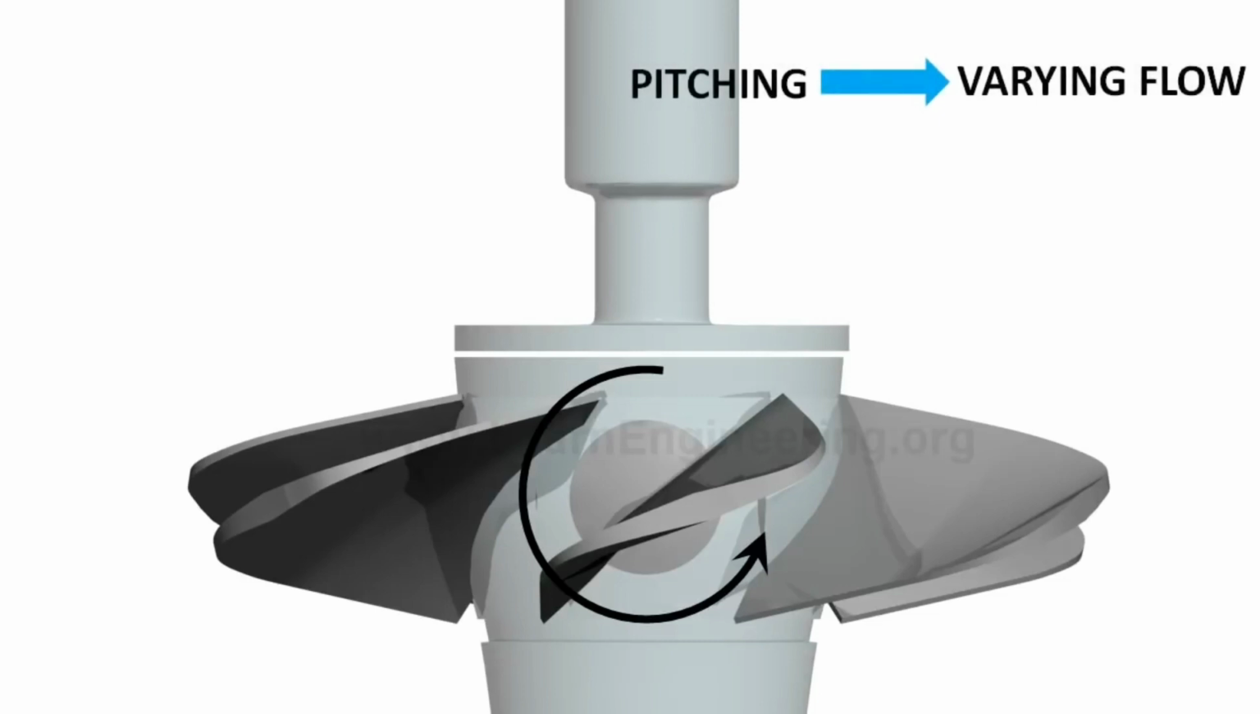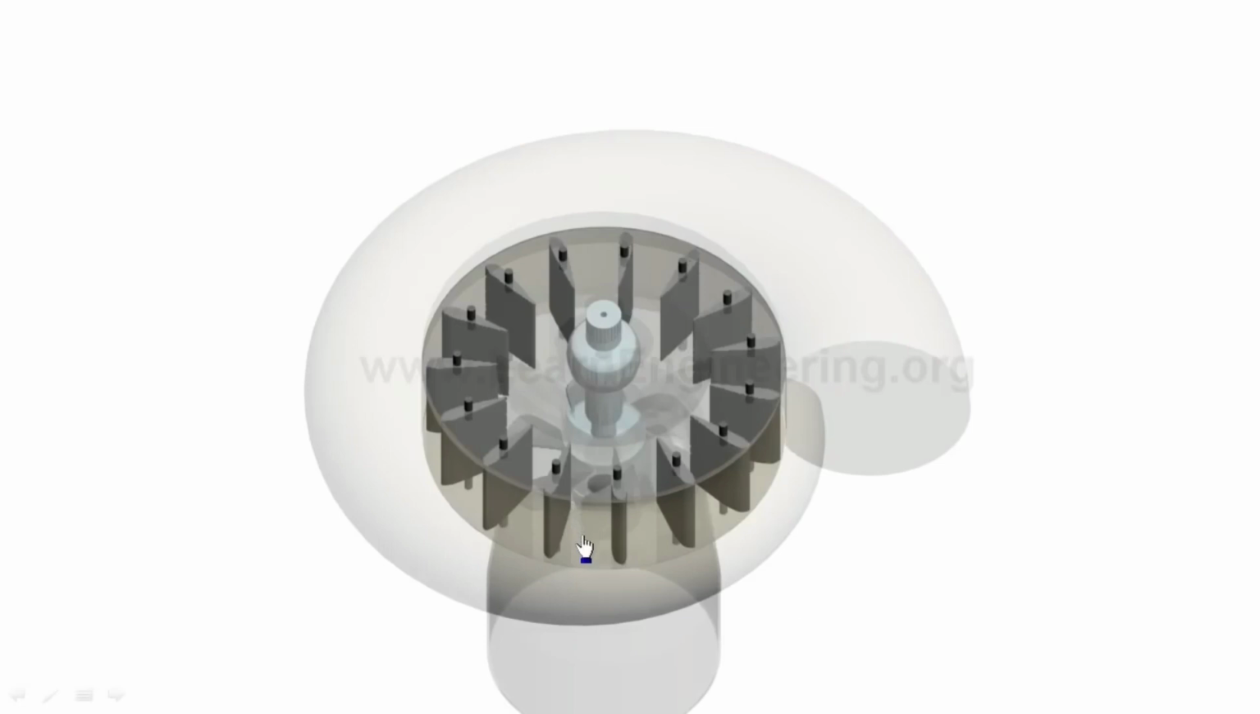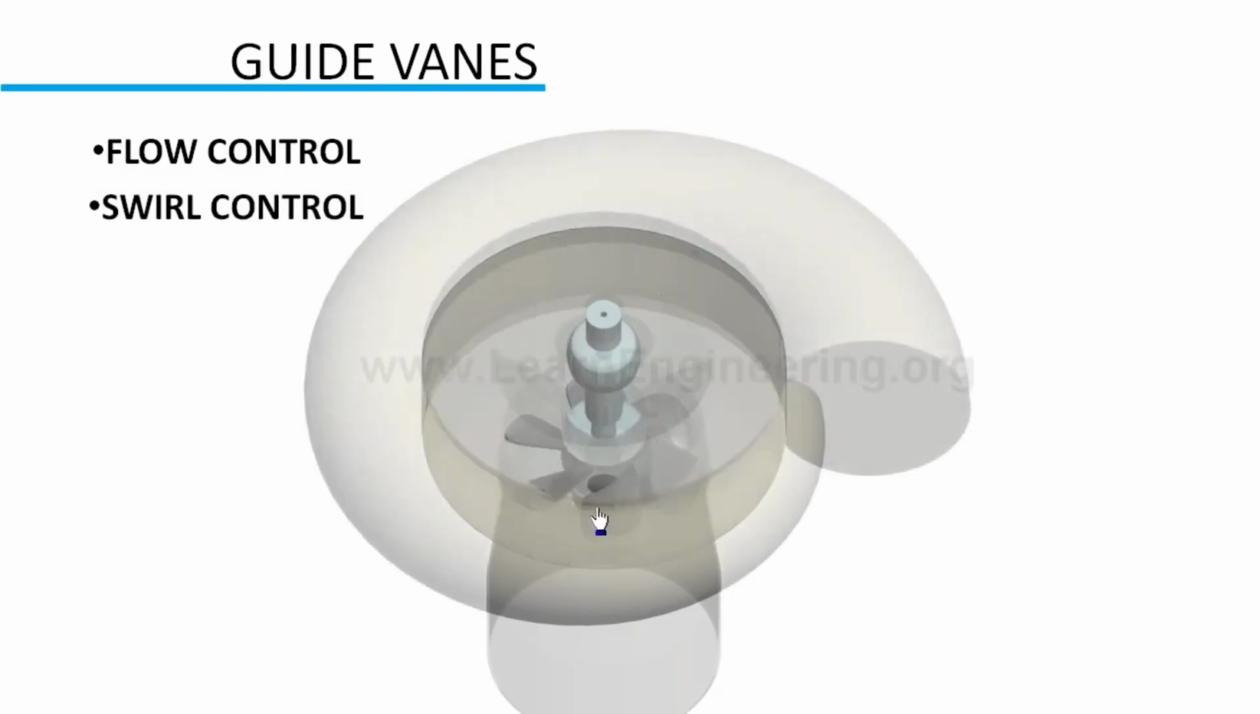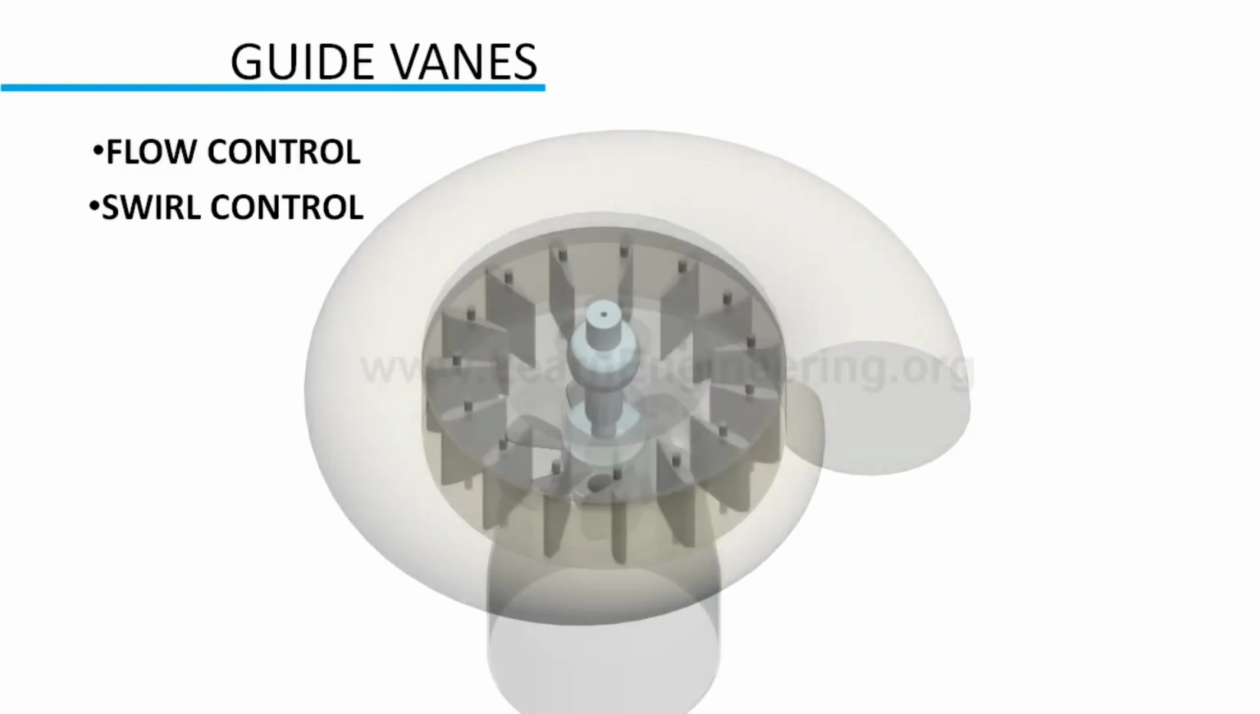Even under varying flow, apart from controlling the flow rate, guide vanes have one more function. They help in controlling the swirl of flow. If guide vanes were not present, the flow would be highly swirling in nature. Such flow will reduce the performance of the turbine drastically due to its poor angle of attack, so guide vanes control the swirling flow to give an optimum angle of attack.